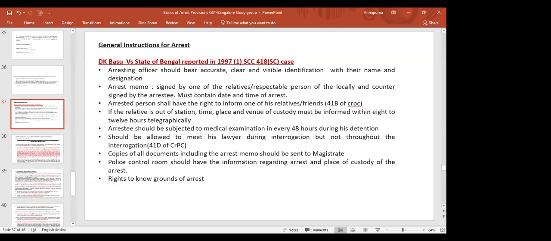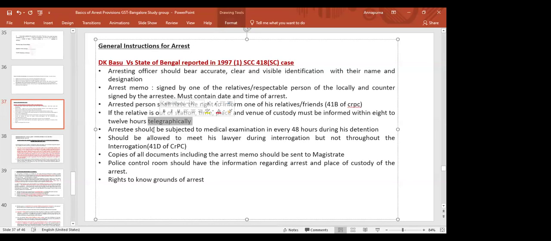Then if the relative is out of station, the time, place and venue of custody must be informed within 8 to 12 hours telegraphically. I think this may not be applicable now; they can do it online. Then the arrestee should be subjected to medical examination and should be allowed to meet his lawyer during interrogation, but not throughout the interrogation. So this is one more aspect. And a copy of all the documents, including the arrest memo, should be sent to the magistrate, and the police control room should have the information regarding arrest and place of custody.